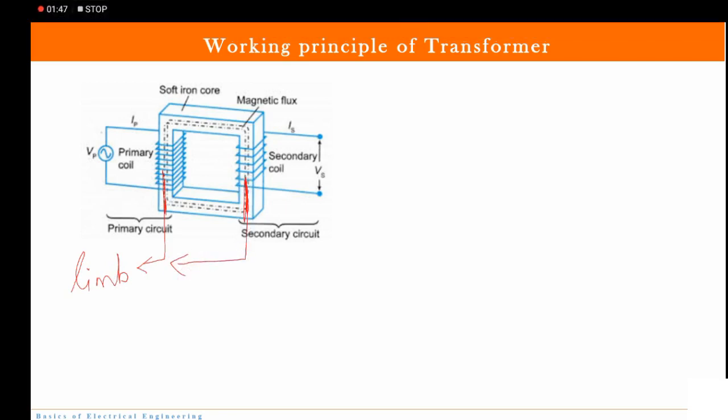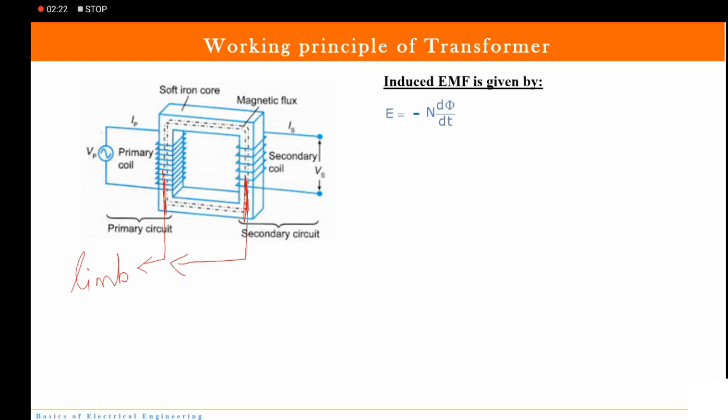Okay, so two pure inductors. Now when I say pure, the condition is ideal condition. Fine. So two inductors are wound, or two coils are wound on two limbs of the transformer. The one wherein we give input is called the primary coil, and the one where we take the output is called the secondary coil.